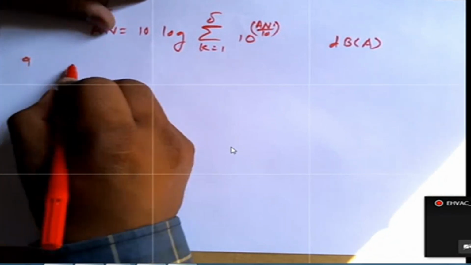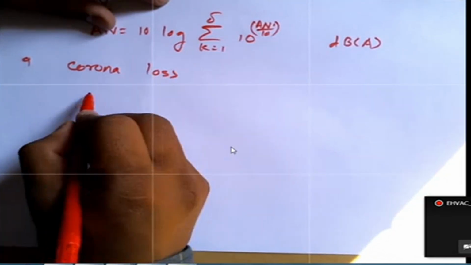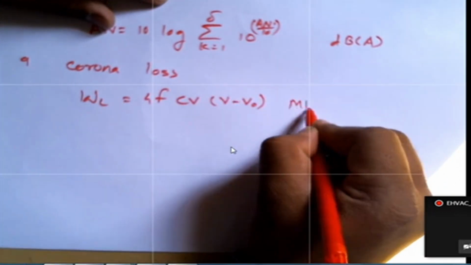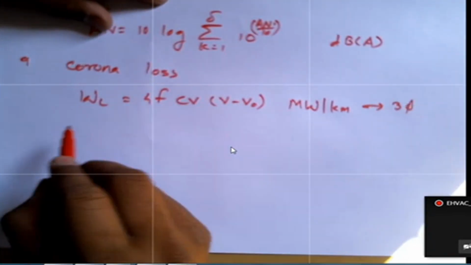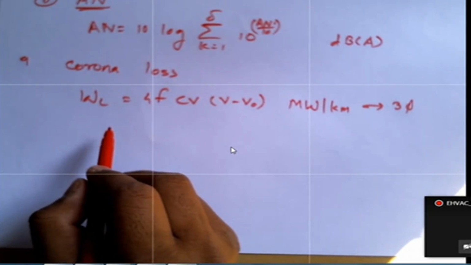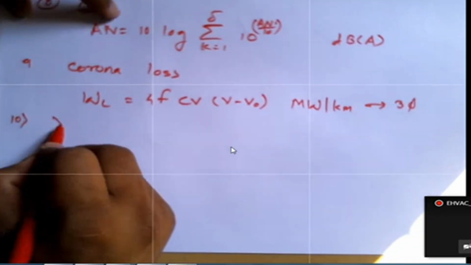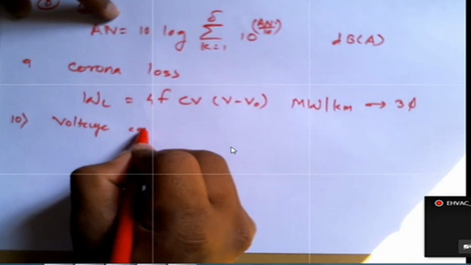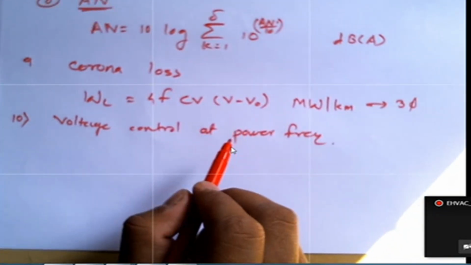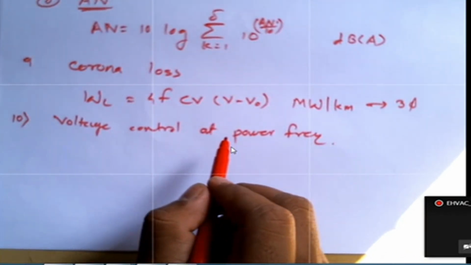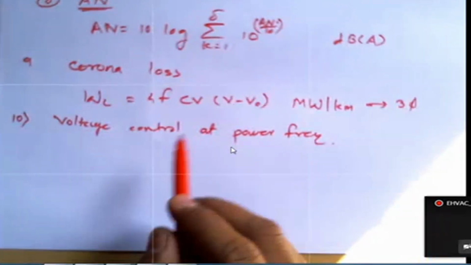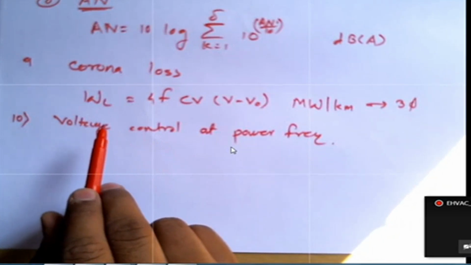And then the second last is corona loss. There are different formulas; we have just mentioned one. It is in megawatt per kilometer, and this is used for a three-phase line. Keep in mind. The last point required for steady state design is voltage control at power frequency, and you know how to calculate it. These are all the factors, which are already studied. There is nothing more to say about these 10 factors, because they are already covered.